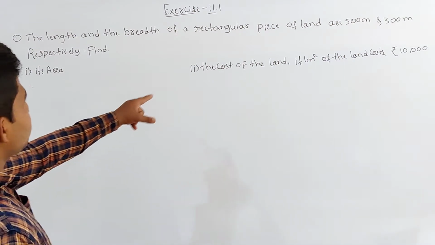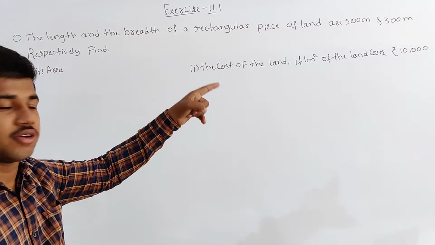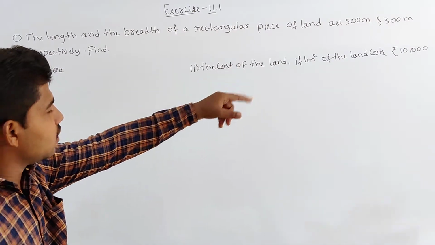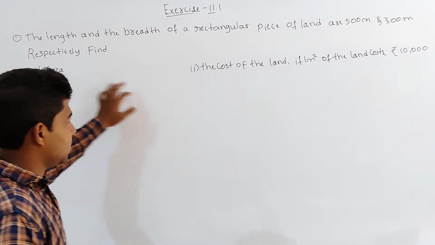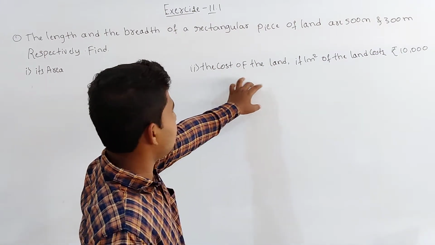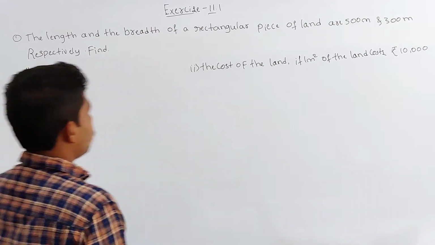The length and the breadth of a rectangular piece of land are 500 meter and 300 meter respectively. Find its area. And the second part of the question is the cost of the land, if 1 meter square of the land costs 10,000. Look at the question.